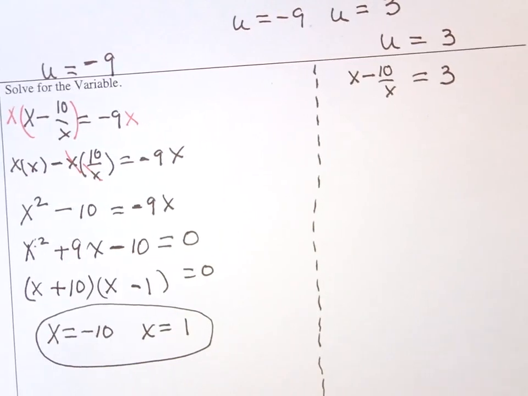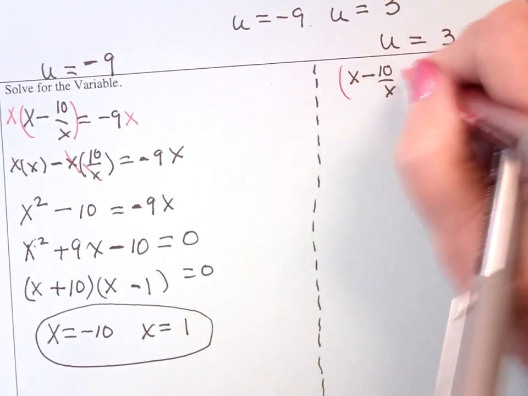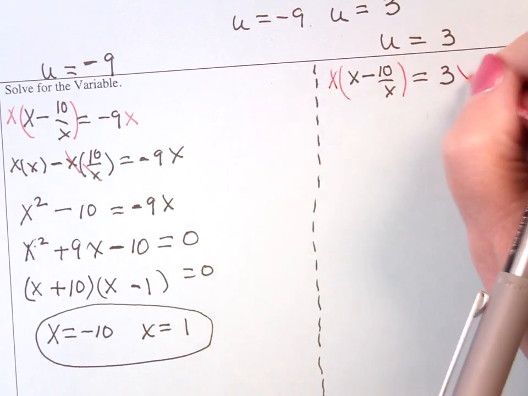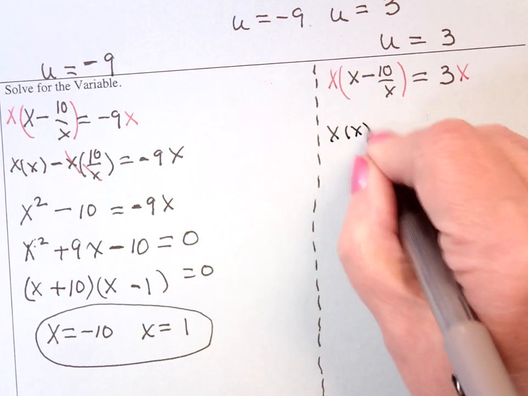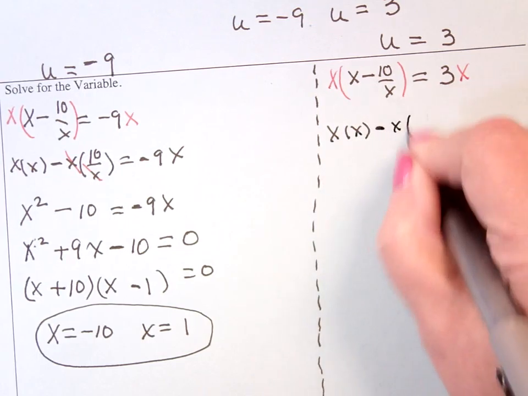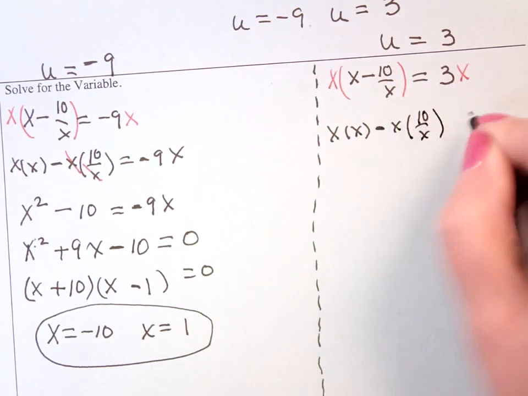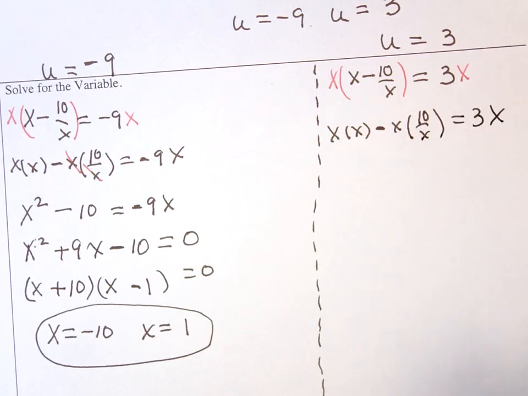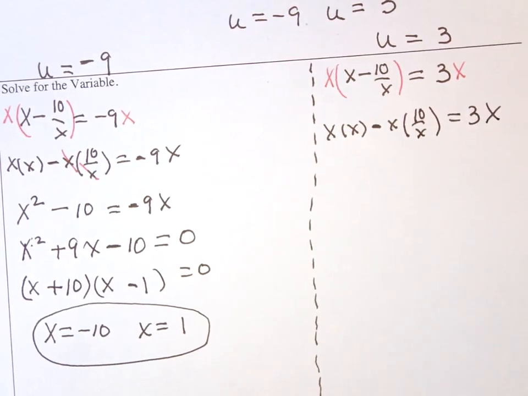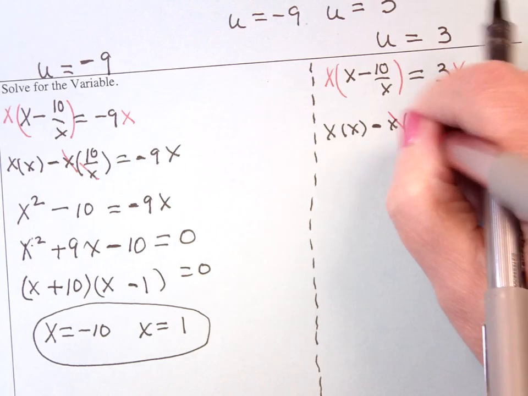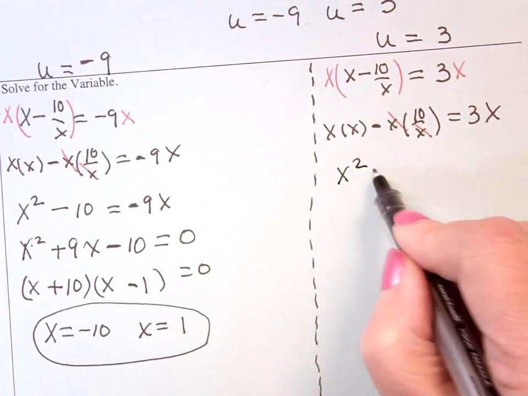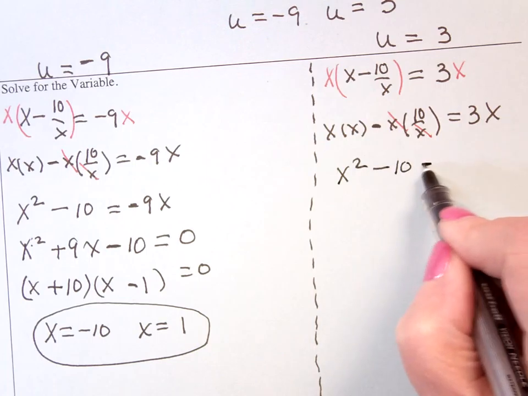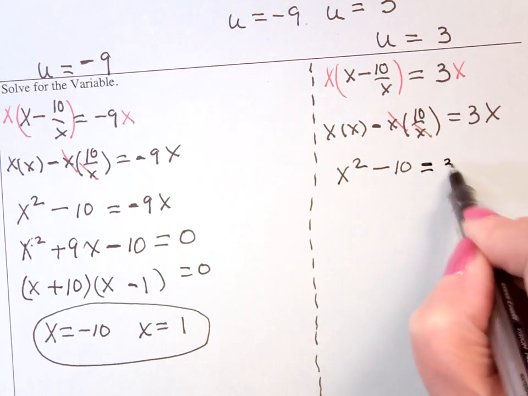Now I get to do the same thing with the other side. Multiply both sides by x. So I'll have x times x minus x times 10 over x equals 3x. Here the x's reduce out. So I have x squared minus 10 equals 3x.